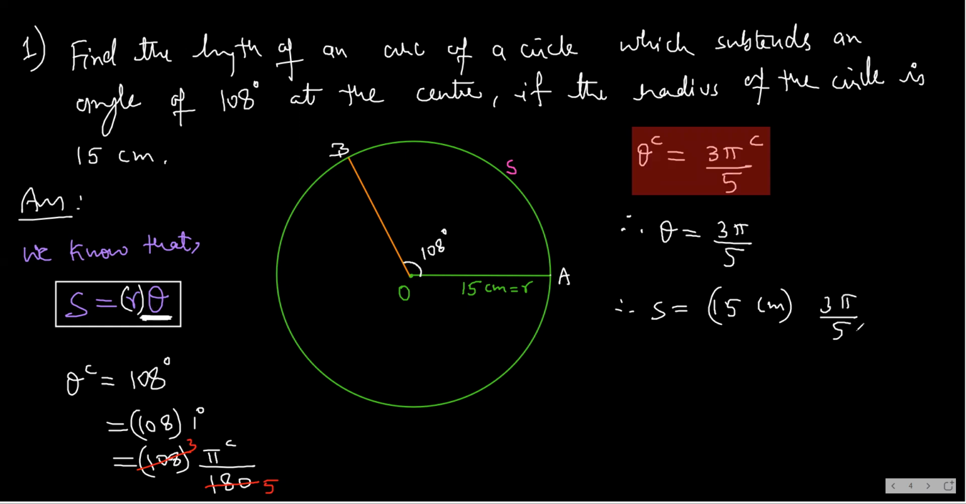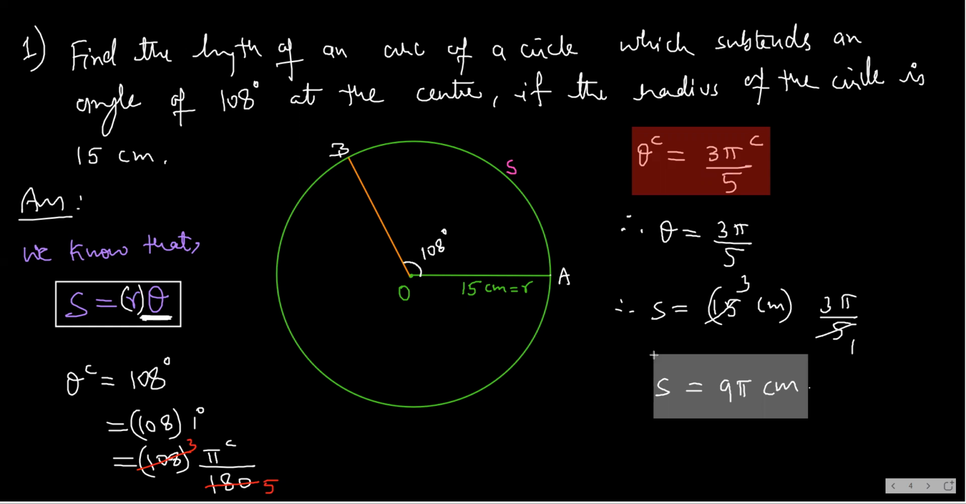Okay. So this gets you 5 ones are 5, 5 threes are. So this gets you S as 9 pi centimeter. This is the way you write the solution of the question. Okay. Fine. Now, students, I will add one more part to it, though it is not asked in the question, but if it was, suppose I ask you the area of the respective area of the corresponding sector.